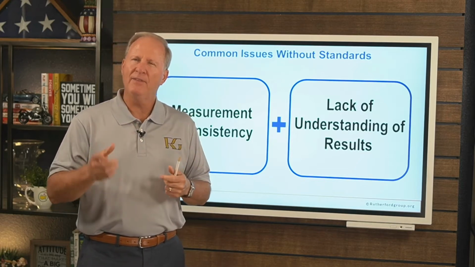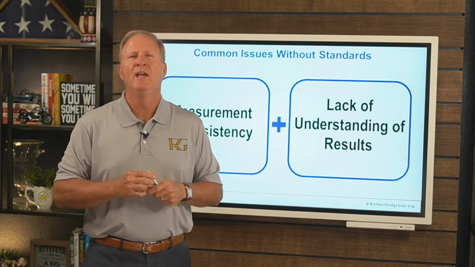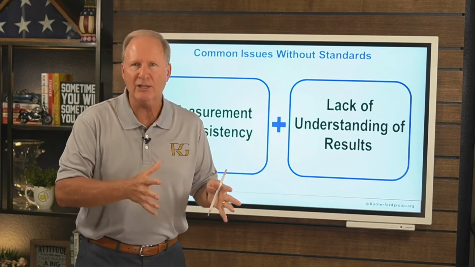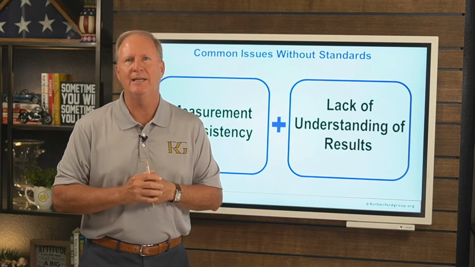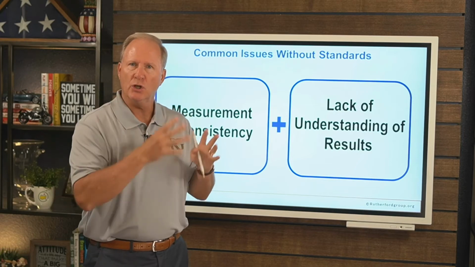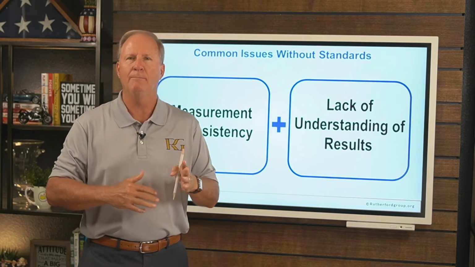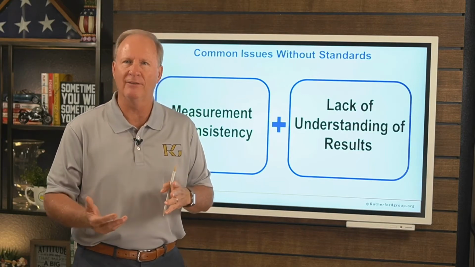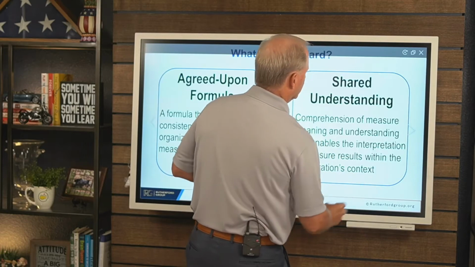And when I think about this, the way to counteract these really root issues that drive what I call inactionable analysis and a lack of credibility is that organizations can adopt measurement standards that establish two things: agreed upon formulas and a shared understanding of their metrics, meaning their meaning and their relevance. That leads us into our next discussion.